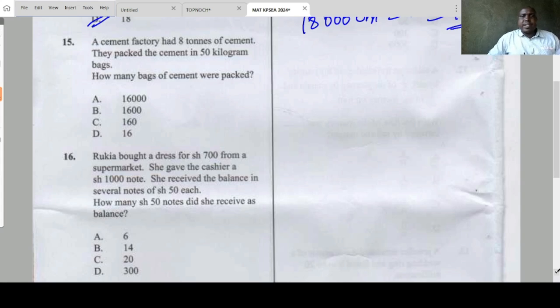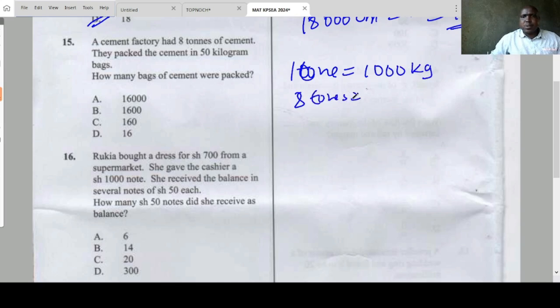A cement factory had 80 tons of cement. They packed the cement in 50 kilogram bags. How many bags of cement were packed? Remember, 1 ton is equal to 1,000 kilograms. So 80 tons will be how many? That is 80,000 kilograms.